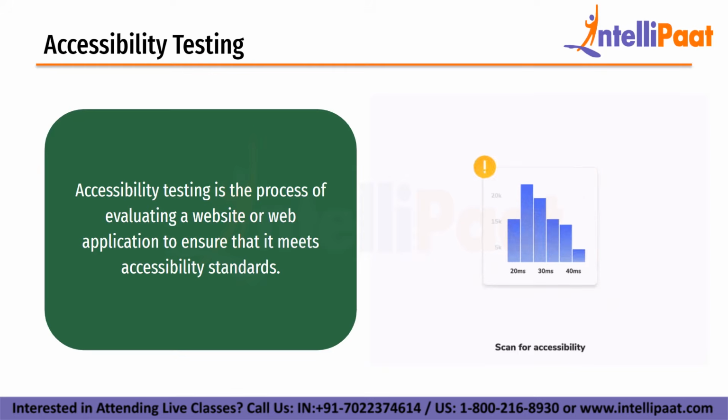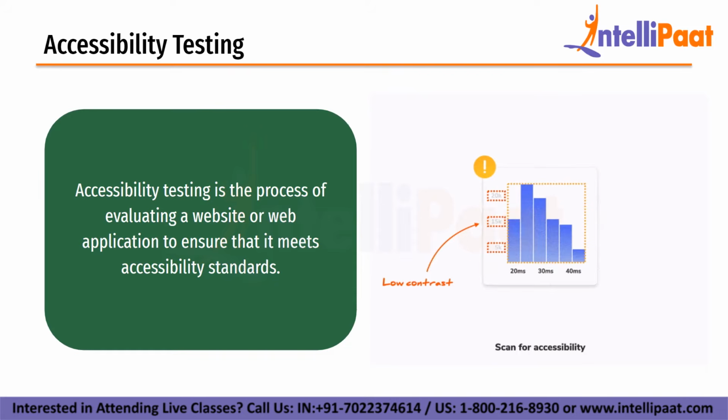Accessibility testing is the process of evaluating a website or web application to ensure that it meets accessibility standards and is usable by people with disabilities. The goal of accessibility testing is to identify and fix any barriers that may prevent people with disabilities from accessing or using the website or application. Accessibility testing can be conducted manually or through automated tools.